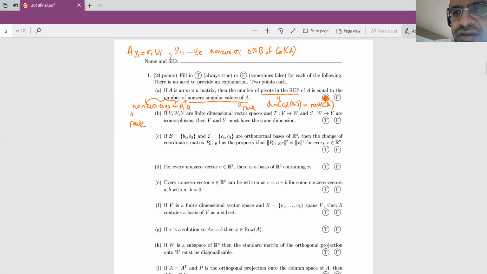I'm not sure that's a good way to indicate it. Let me circle. Okay, any questions about this? Okay, let me erase this to make it a little bit cleaner.